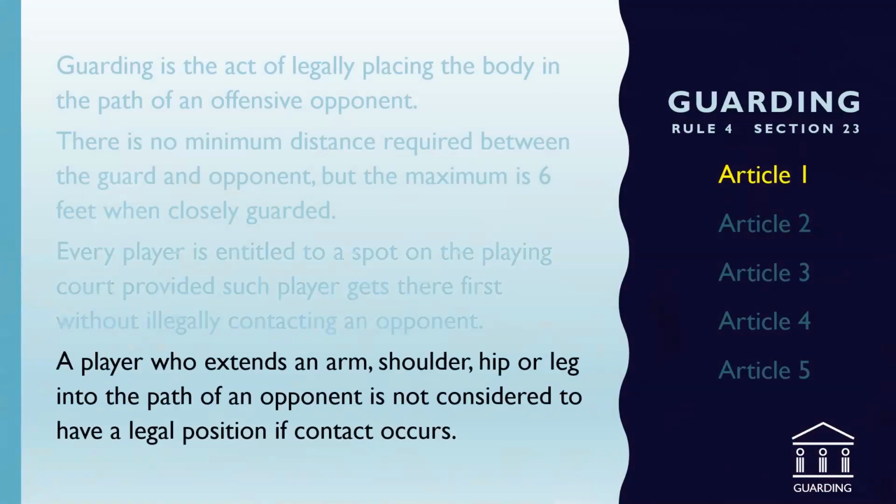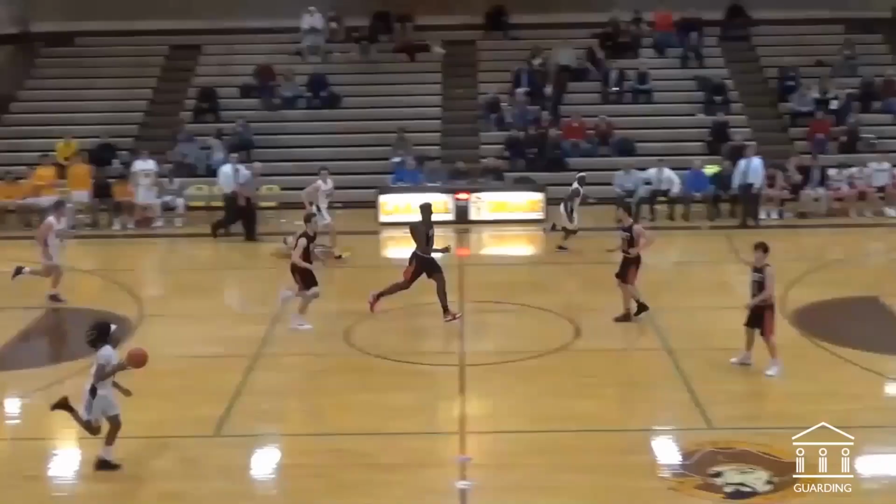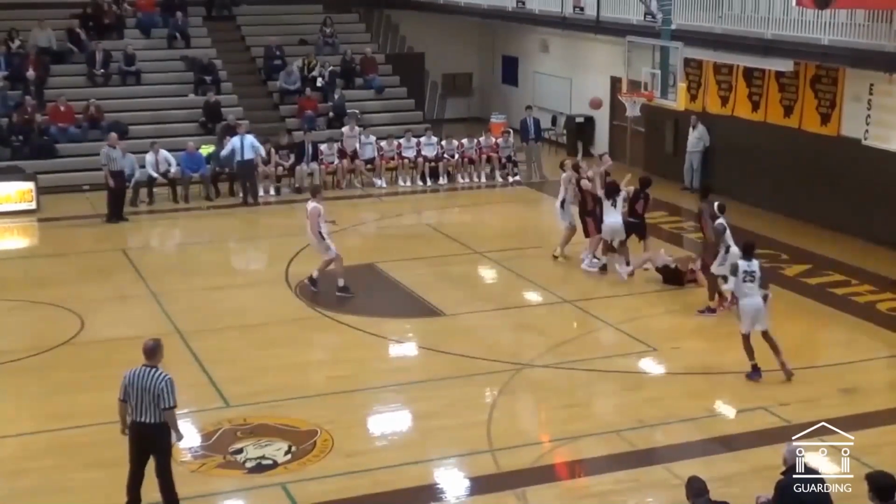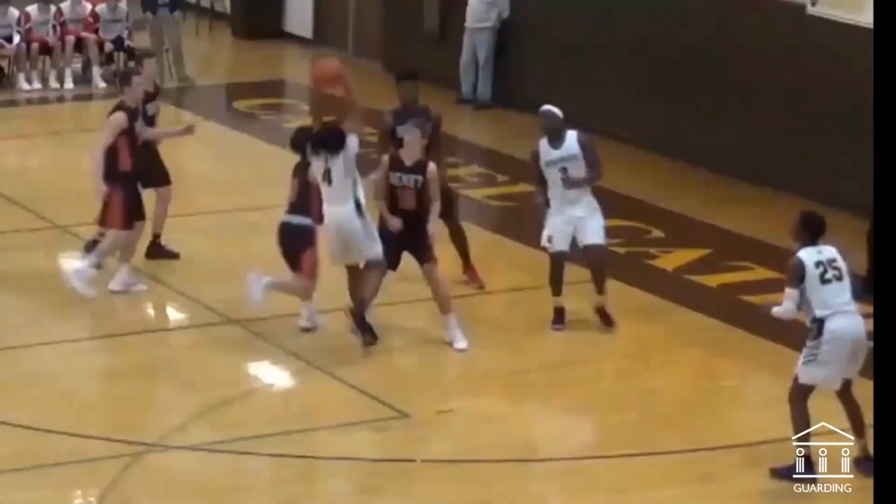All right, lastly, any player who extends an appendage, something you can stick out into the path of an opponent, has lost their legality. They're no longer legal if they stick an arm or a shoulder or something into their opponent. I knew you would. It's a great way to get your name out there, establish yourself as a potential leader in the department. All right, he looked like he was pretty set, waiting for the contact, but then he sticks his arm out to make sure he gets contact. He's lost his legal standing as a guarder. Everybody see that? Yep. I saw it.